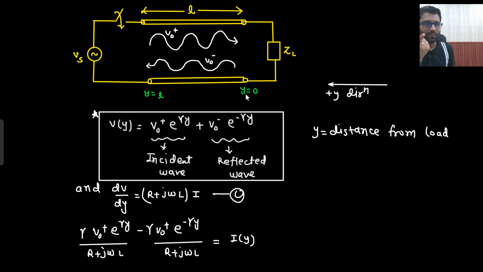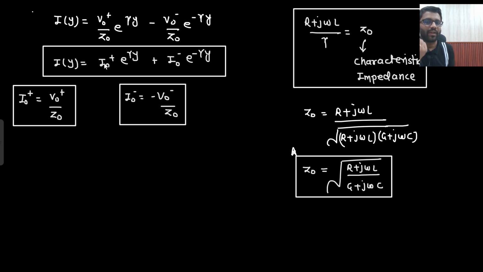At y equals to 0, what will be the value of Vy? That will be V naught plus V naught minus. And what will be the value of Iy? That will be I naught plus I naught minus. From there I will get the equations and I will find the values.